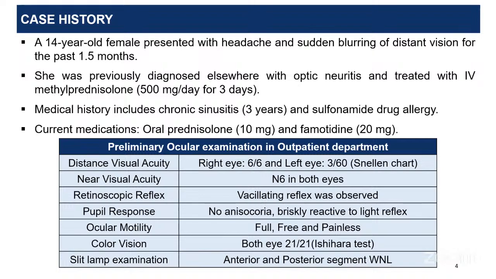Initial ocular examination in OPD: distance visual acuity, right eye 6/6 and left eye 3/16 on the Snellen chart. Near visual acuity N6 in both eyes. Vacillating reflex was observed in retinoscopy. Pupil response was within normal limits, with no anisocoria, briskly reactive to light. Ocular motility of both eyes full, free and painless. Color vision of both eyes within normal limits. Slit lamp examination of both eyes, anterior and posterior segments, was within normal limits.